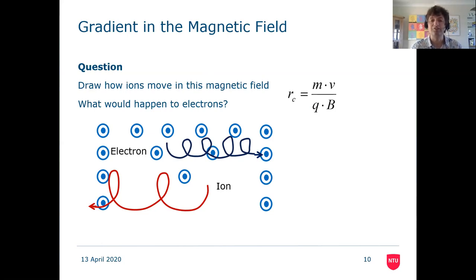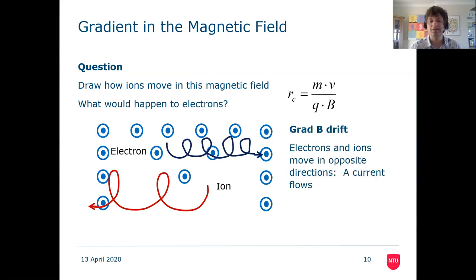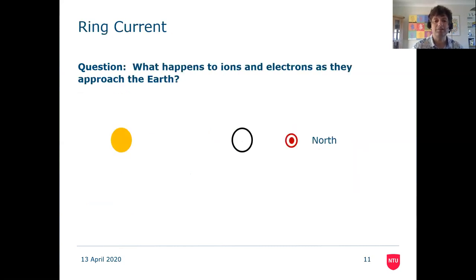So we've got a separation of charge. This separation of charge is a current. This is called gradient B drift. The electrons and the ions move in opposite directions. This current is flowing along really nicely here. And as we know, if you've got a current flowing, then you get a magnetic field associated with that current. So we'll have perturbations in the magnetic field based on this current.